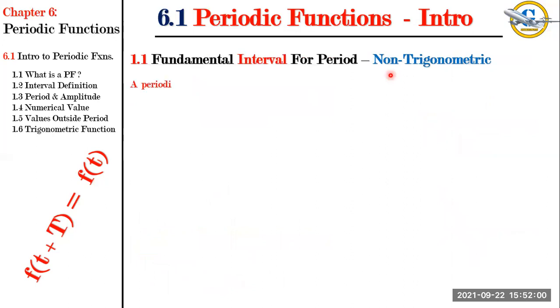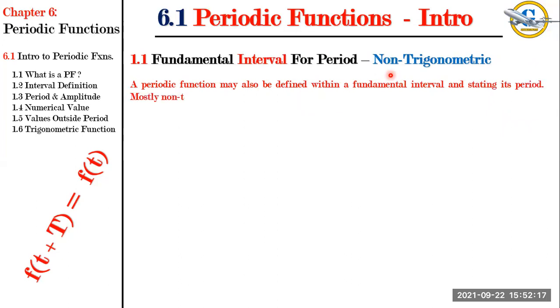A function can equally be defined with its period given in the form of a fundamental interval. That means the function can be defined for values of x from a to b, from b to c, c to d, and so on. So a periodic function may also be defined within a fundamental interval by stating its period. This is mostly for non-trigonometric functions.